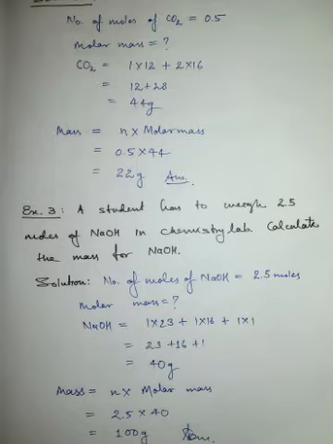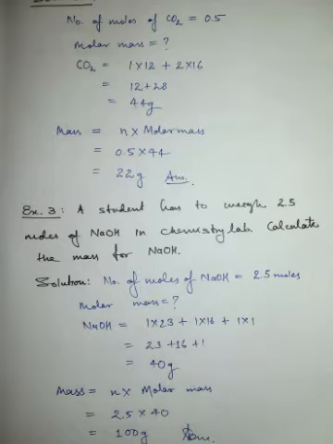Now what will be the mass of ammonia? It is equal to 0.2 into 17. So you will get 3.4 grams of ammonia. So 3.4 grams of ammonia is equal to 0.2 moles. This way you converted the moles into grams.